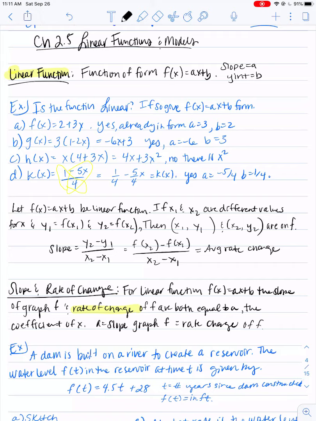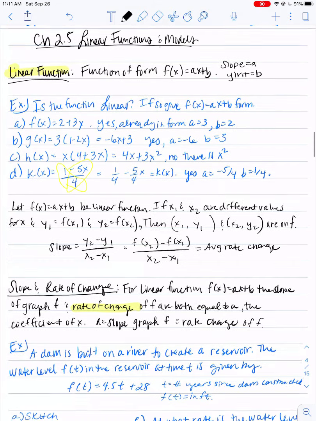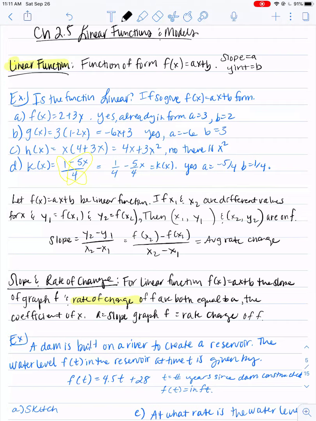So for c, we have h of x equals x times (4 plus 3x). So this is 4x plus 3x squared. So this is not a linear function because we have an x squared, and we want it to not have the squared, but the squared makes it quadratic, so it's not a linear function.